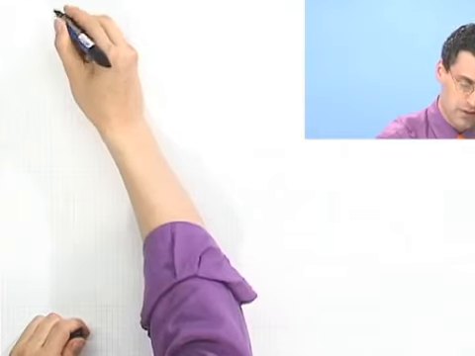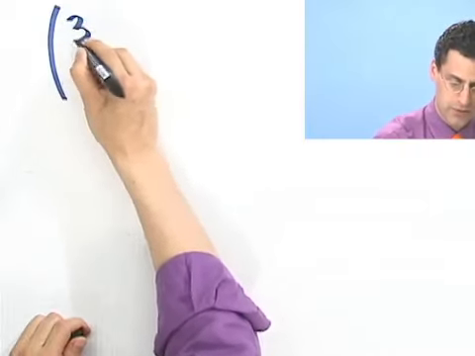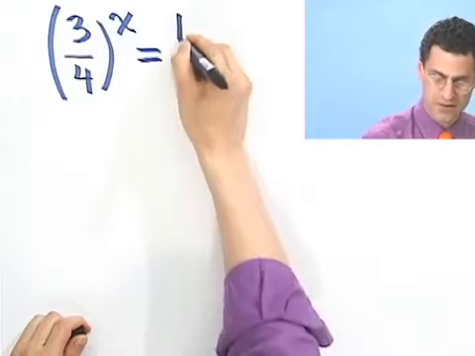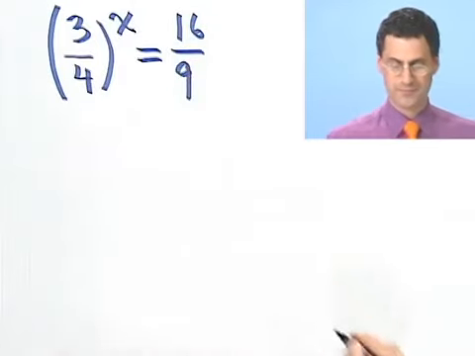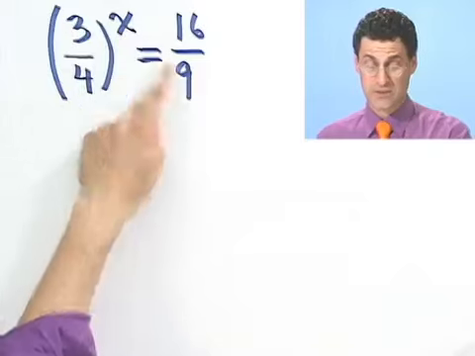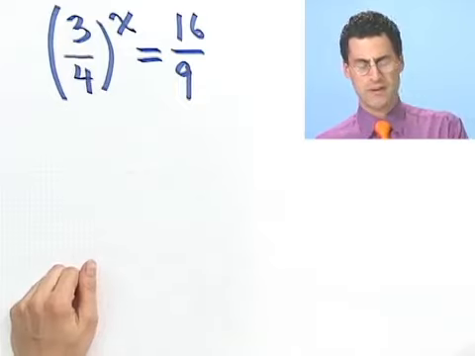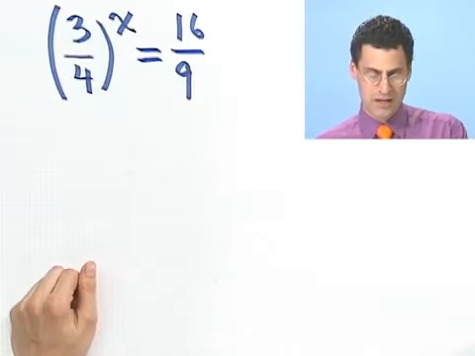So let's start off with a very simple example just to get us sort of in the right mood. So this would be 3/4 to the x, and suppose that equals 16/9. Okay, and now what I want to do is figure out what value of x would make this thing actually hold. Well, there's a variety of ways of thinking about it. Let me actually share a couple with you.